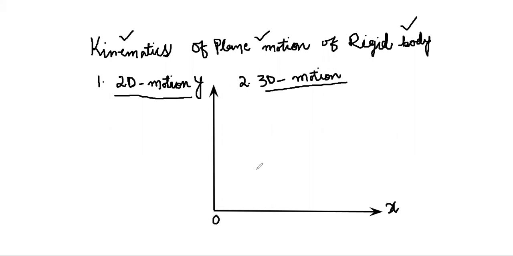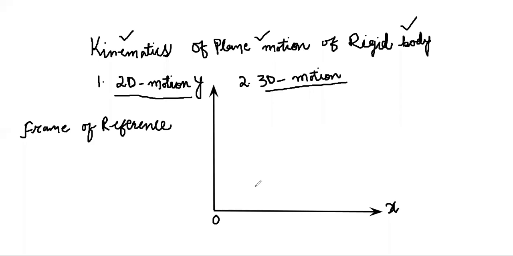We have been calling this a two-dimensional coordinate system. From now onwards, we'll be calling this our frame of reference. Frame of reference is a coordinate system from where we will be measuring our distances, from where we will be understanding the motion. This is called the frame of reference. So for us, this is the frame of reference.